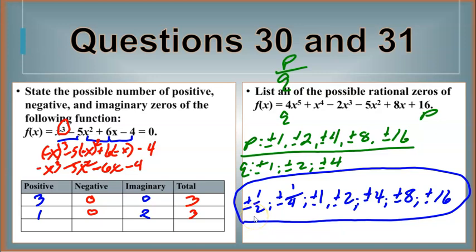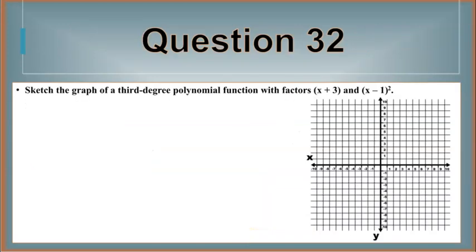Question 32. Sketch the graph of a third-degree polynomial function with factors x plus 3 and x minus 1 squared. So now to find the zeros, all I have to do is make each of these equal to 0. So if I did x plus 3 and make it equal to 0, x would be a negative 3, so I know it crosses at negative 3.